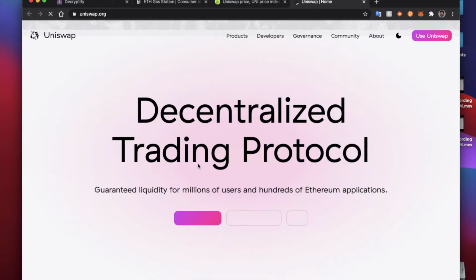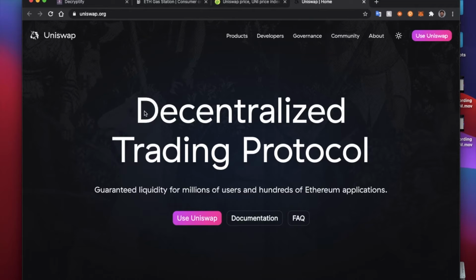We're going to click on Uniswap and you'll see, first off, we have a decentralized trading protocol with guaranteed liquidity for millions of users and hundreds of Ethereum applications. So that guaranteed liquidity comes from users like you and me. Anyone who wants to provide liquidity using the Uniswap protocol can do so. It is an open platform for anyone that has access to the Ethereum network.